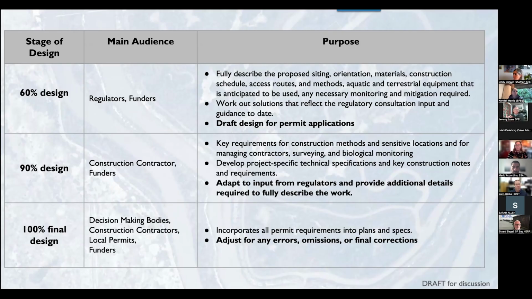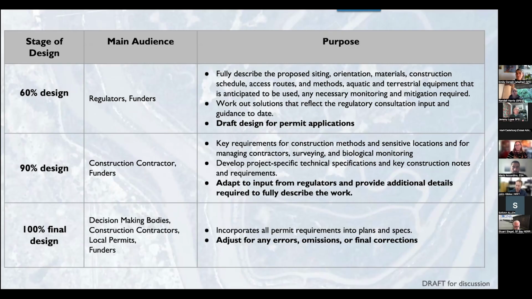So it's a draft design. It fully describes the proposed siting, materials, and so on. It's worked out some solutions to those early discussions from the regulators, and this is something for the permit application. And then the 90% design is really taking that input back from the regulators to adapt the design and provide additional details to describe the work.